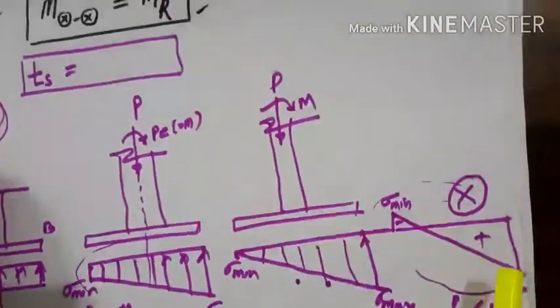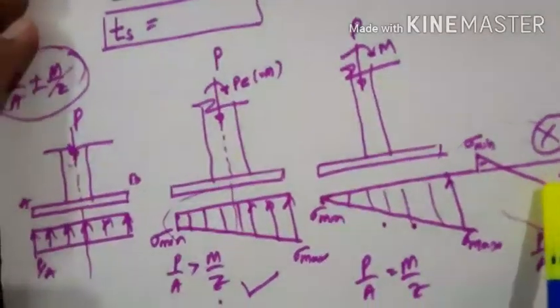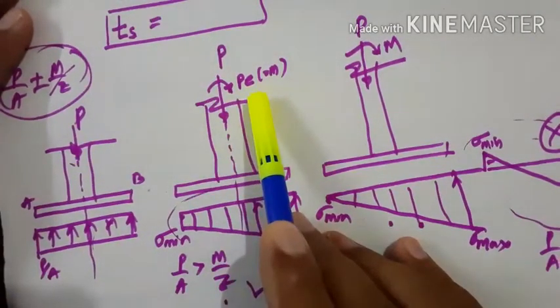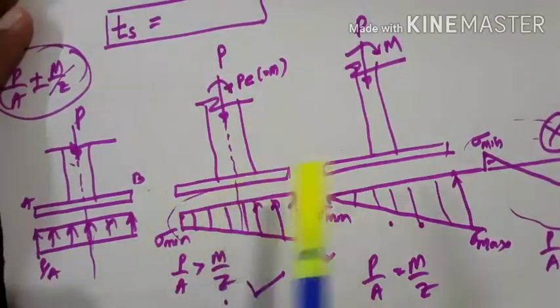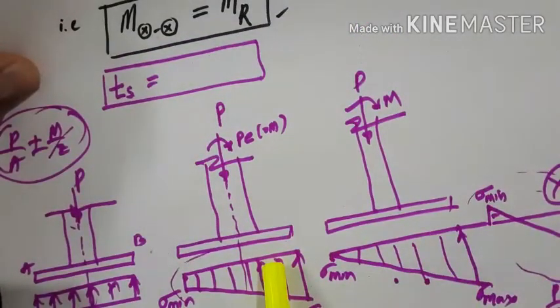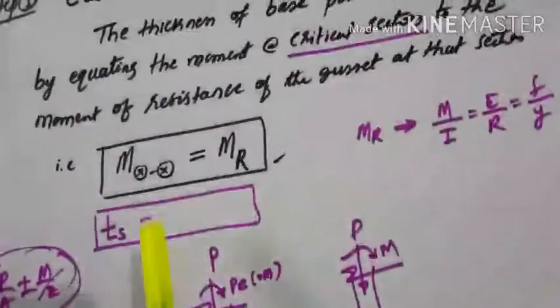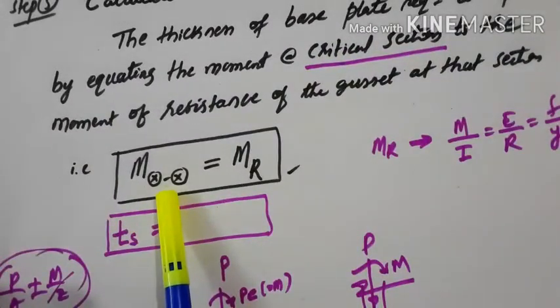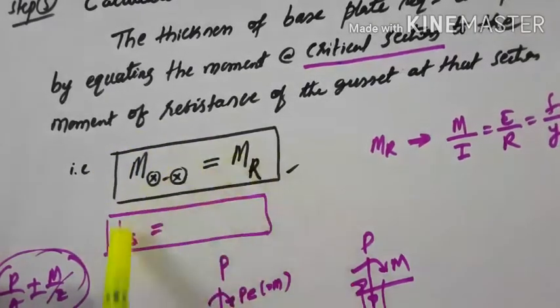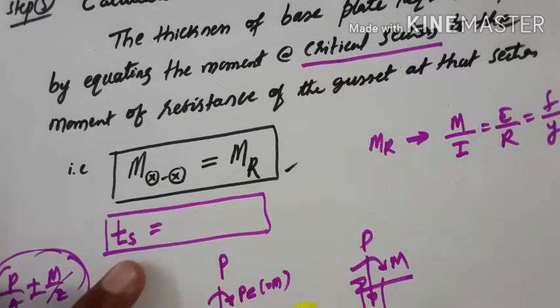The gusseted base will be provided when the load coming on the column is very heavy, or the load is accompanied with some moment. In that case we have to go for the gusseted base. To calculate the thickness of the gusset plate, we have to equate the actual moment acting to the moment of resistance of the gusset plate. So let us see how to calculate this thickness of the base plate for the gusseted base.